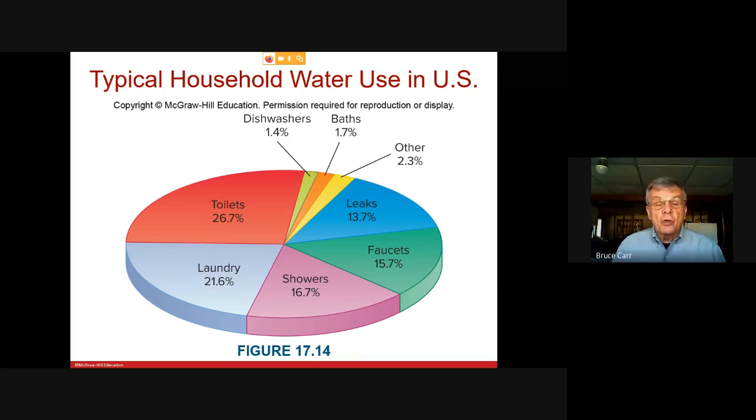Typical household water use is shown here. Look at that largest red portion is just from flushing the toilet. Laundry, showers, faucets, and leaks account for most of the other water use.